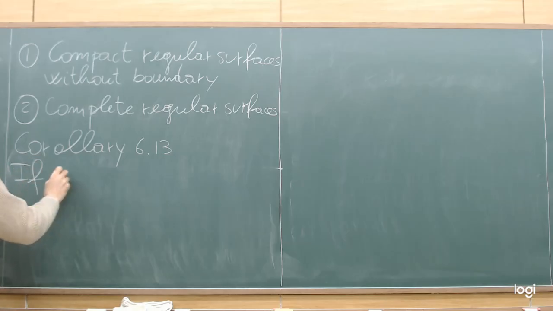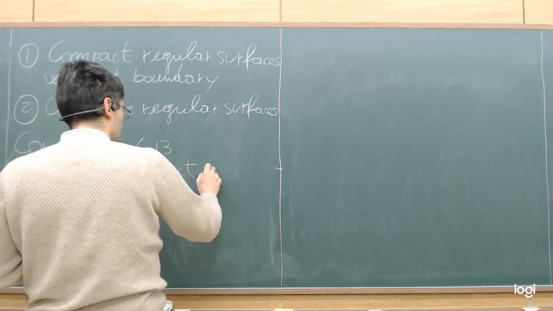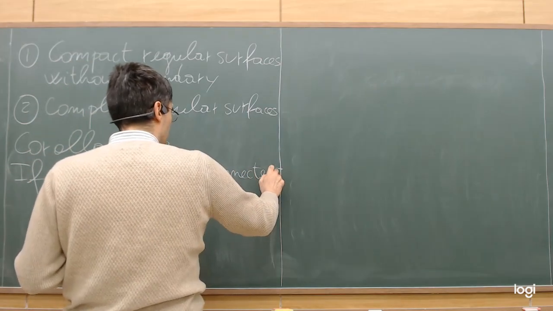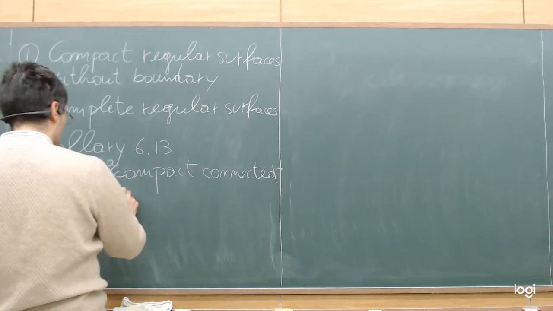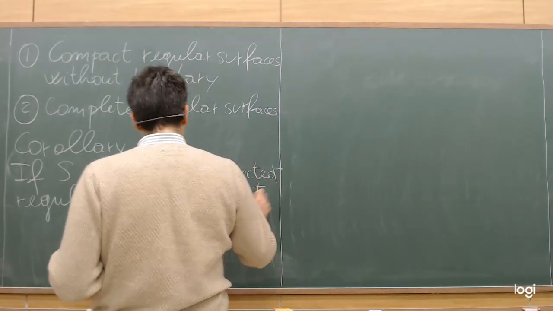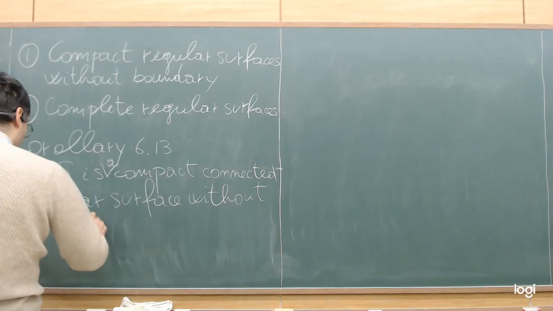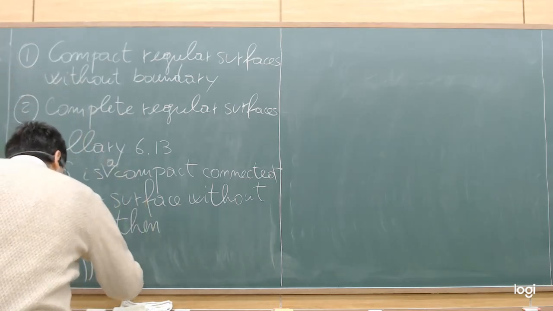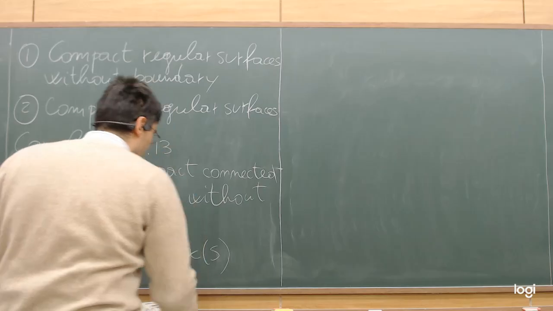If S is a compact connected regular surface without boundary, then the double integral of the Gauss curvature over S is 2 pi multiplied by the Euler characteristic of S.